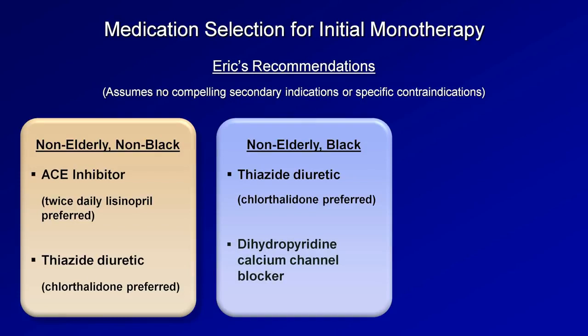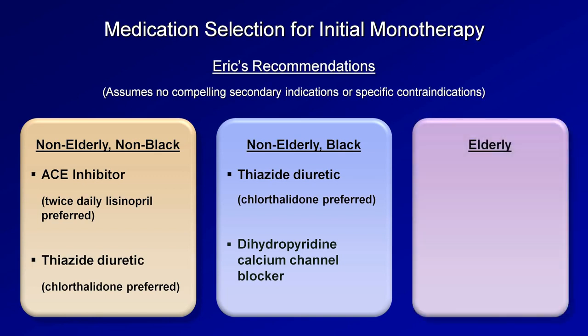The difference in recommendations for Black and non-Black patients stems from data suggesting that Black patients tend to be less responsive to inhibition of the renin-angiotensin-aldosterone system. In elderly patients, because of increased risk of side effects and increased risk from side effects, I recommend avoiding meds that could be leading to renal dysfunction or electrolyte abnormalities. Thus, dihydropyridine calcium channel blockers are the best option.